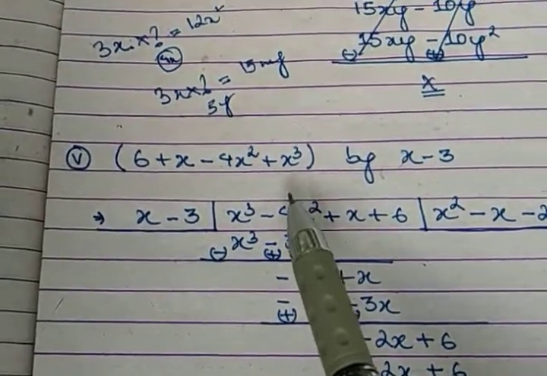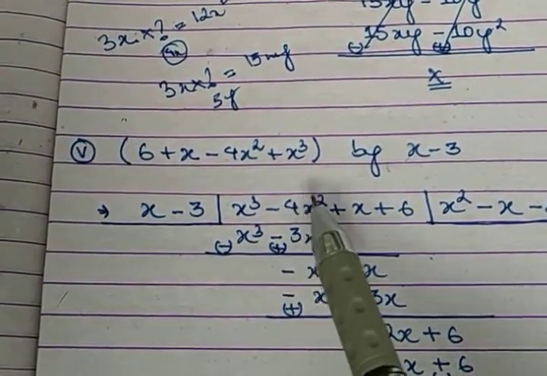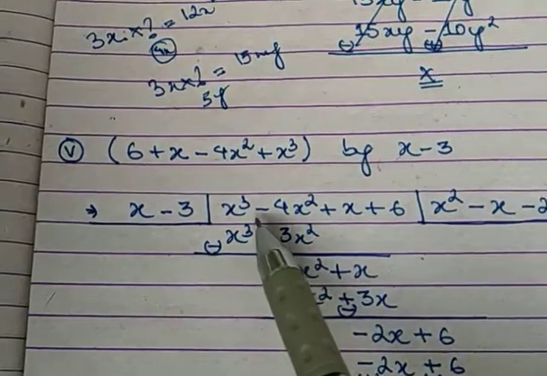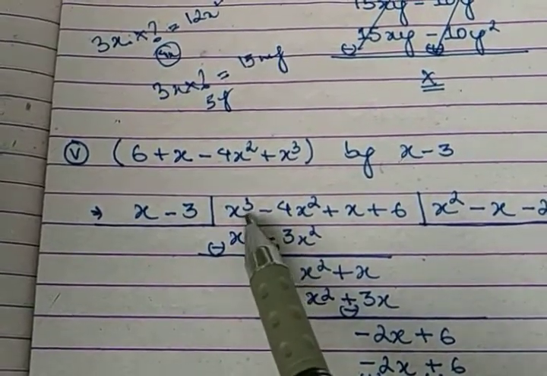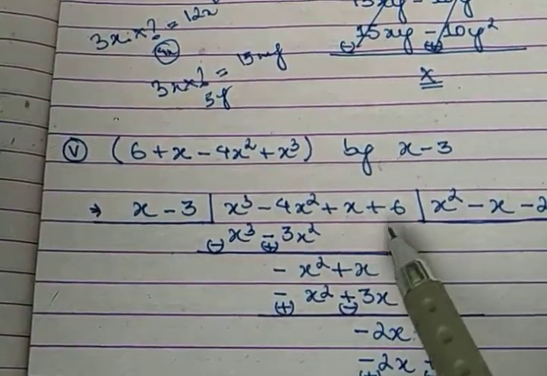So how are we supposed to write in the standard form? The powers should be in the decreasing order, isn't it? So that is why I have arranged the terms in here. See, x cubed minus 4x squared plus x plus 6.